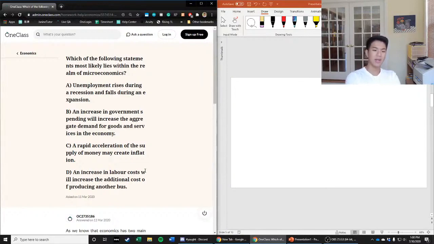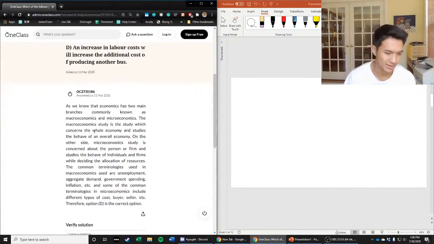And finally, D, an increase in labor costs, increasing the additional cost of producing another bus. That's more firm level. You're talking about the manufacturer of buses, right? So this is going to be the best answer here.